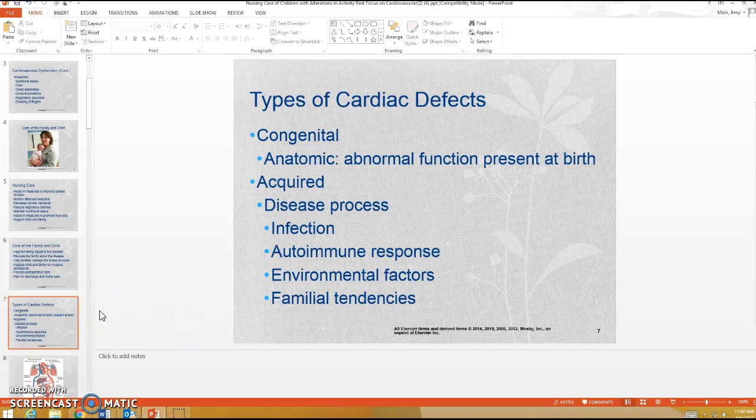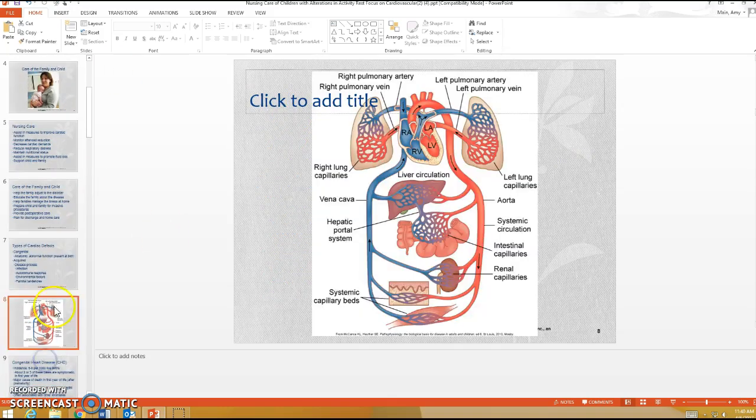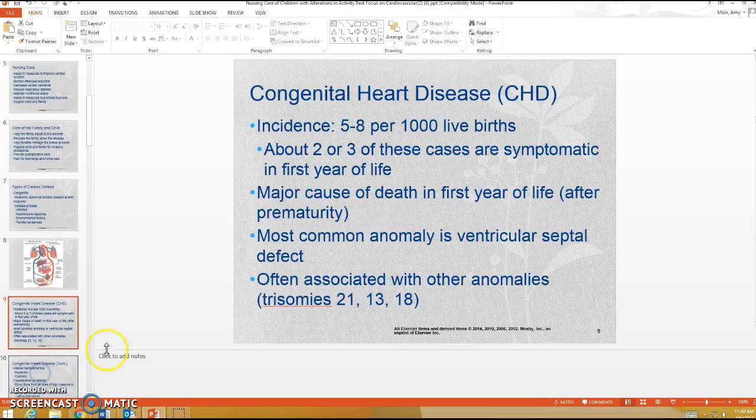Okay. You can also find these images yourself by going to Google Images and just typing in the name of the defect. So, types of cardiac defects. There's congenital and acquired. Congenital is there's some kind of abnormal function present at birth. Acquired is typically because of a disease process or an injury. Make sure that you do review fetal circulation. You're going to need that to understand some of the defects.